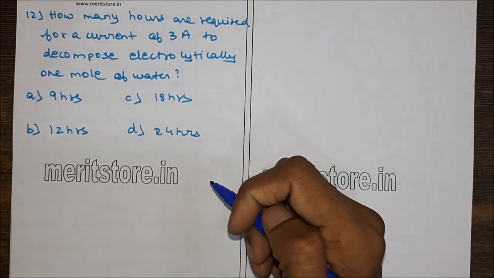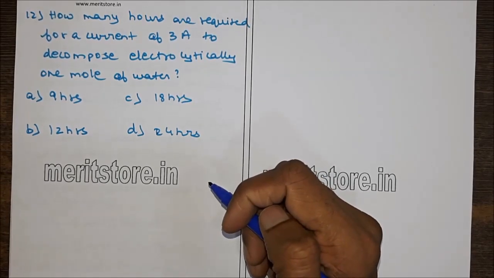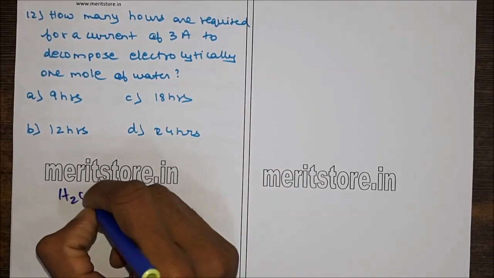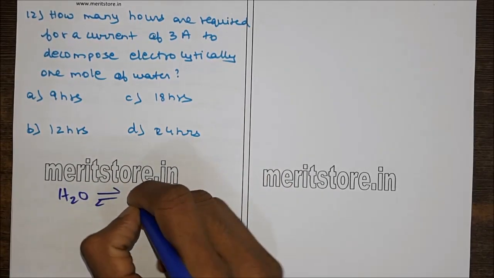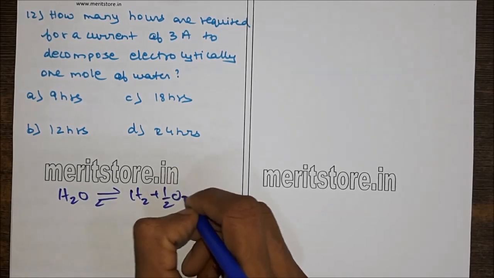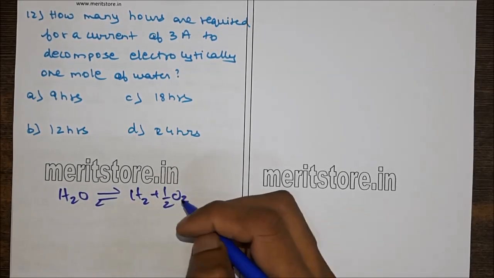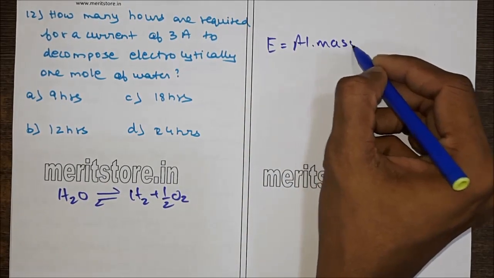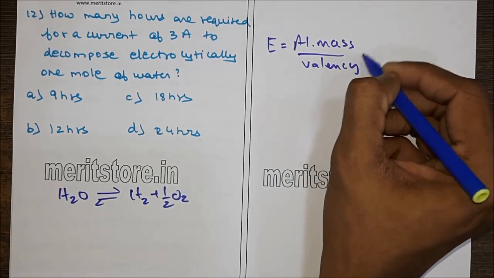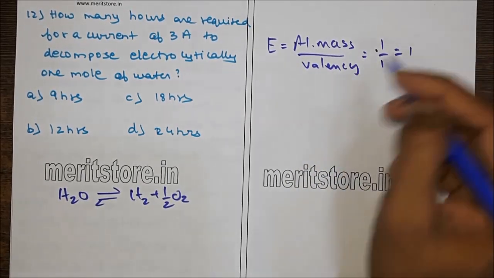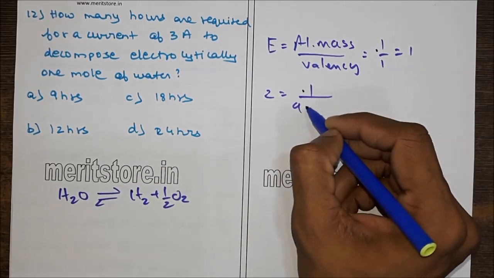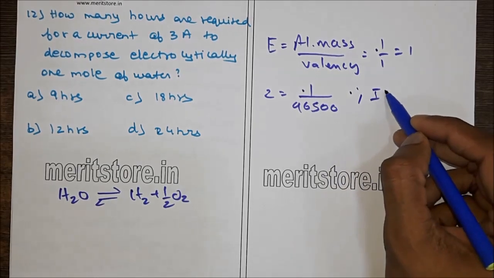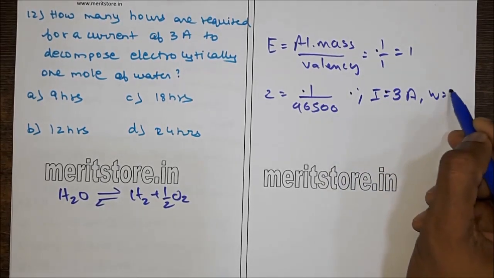Question 12. How many hours are required for a current of 3 amp to decompose electrolytically 1 mole of water? Again, 4 options. We have H2O, that is H2 plus half of O2. So 18 gram liberates 1 mole of H2. So we have E equal to atomic mass upon valency, which is equal to 1 by 1, equal to 1. So we have Z is equal to 1 by 96,500, where we have I equal to 3 amps and W is equal to 2 grams.